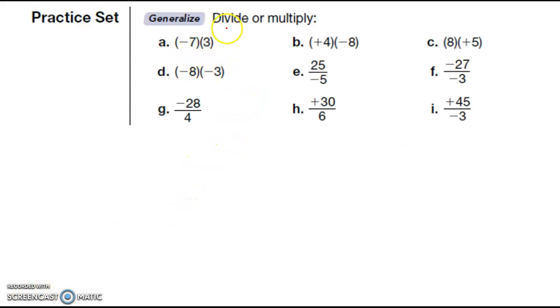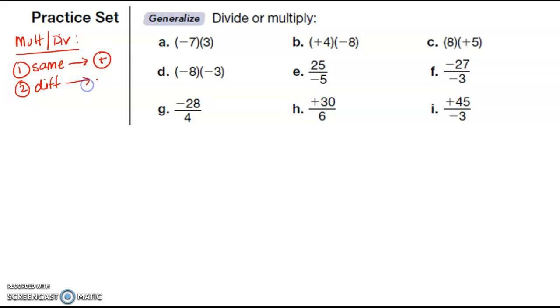So Lesson 73, we're going to be multiplying and dividing integers, positive and negative integers. So the rules for multiplication and division, you're going to want to write this down somewhere. The rules are, if they are the same sign, the answer is positive. And if they are different signs, the answer is negative.